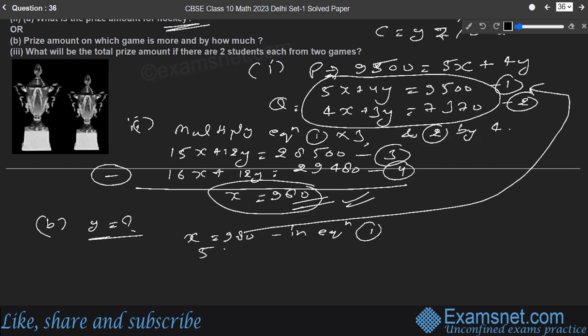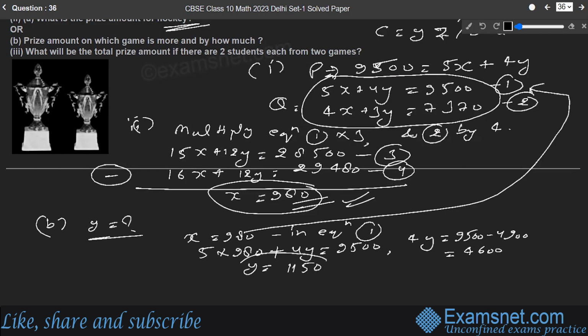If you place it here, this becomes 5 into 980 plus 4y is equal to 9,500, which gives 4y is equal to 9,500 minus 4,900, that is nothing but 4,600. So if you divide it by 4, the y value comes out to be 1150 rupees, and that is the price for cricket only. They were asking for who has got the higher prize. So obviously cricket has got the higher prize.